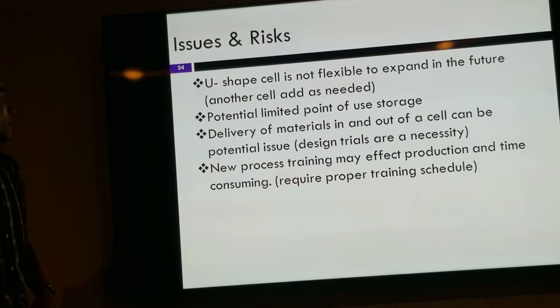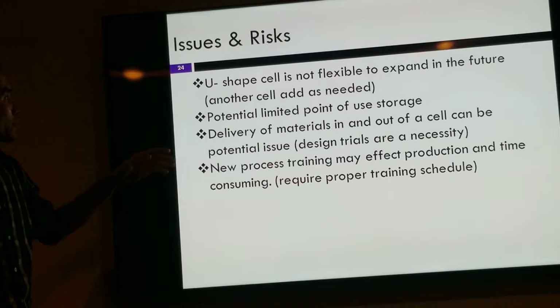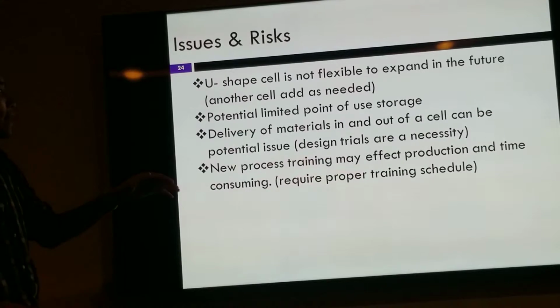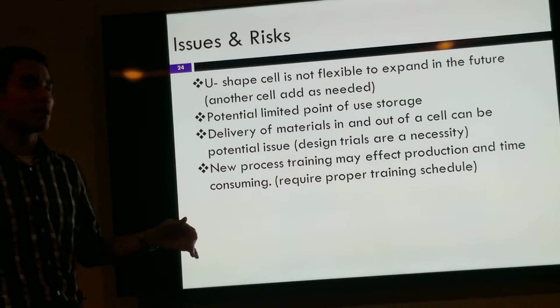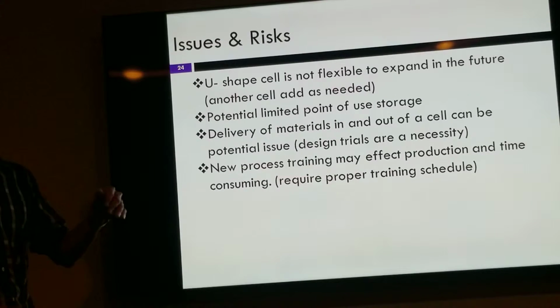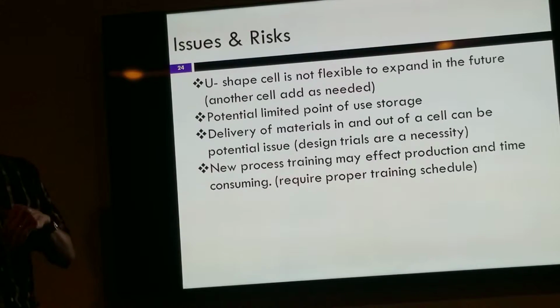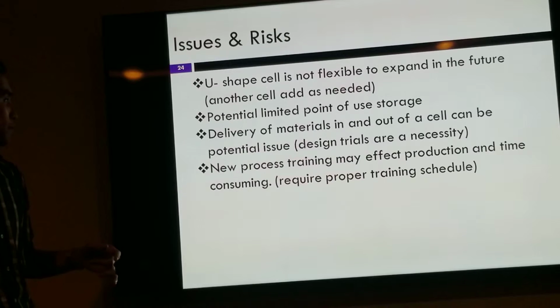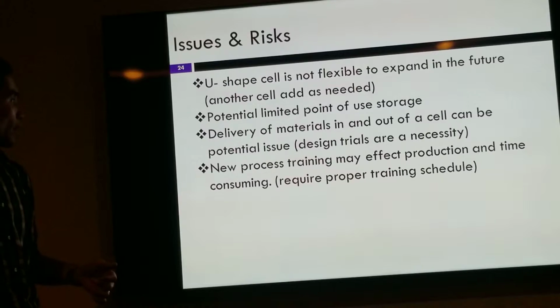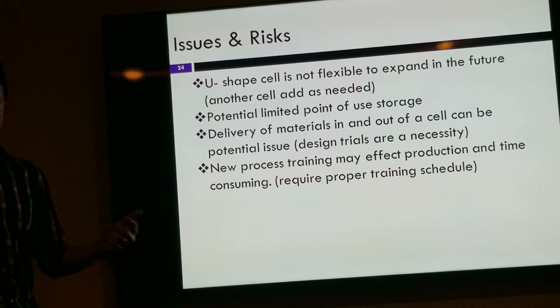Issues and risks. There were some issues and risks we might run into when we implement U-cells. If we want to run more U-cells in manufacturing, we have to add another U-cell. It's hard to expand. There's a potential limit on points of use in storage, because right now the process flow is faster and we produce the part faster. We have to look into the calculation of how we replenish material in and out of the cells to make it easier. That requires another workshop or project to take care of later on, but it's easy to accomplish.